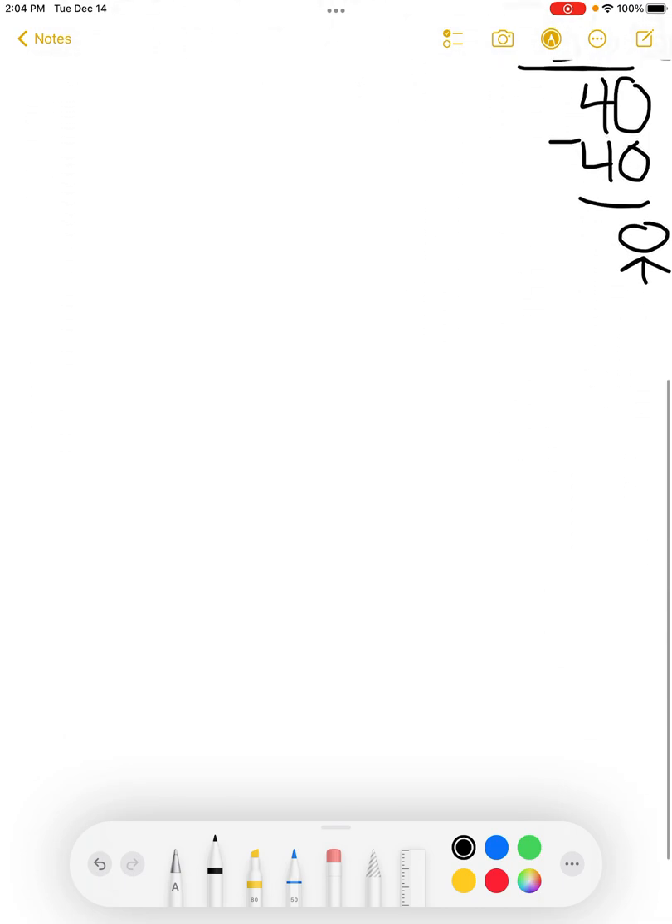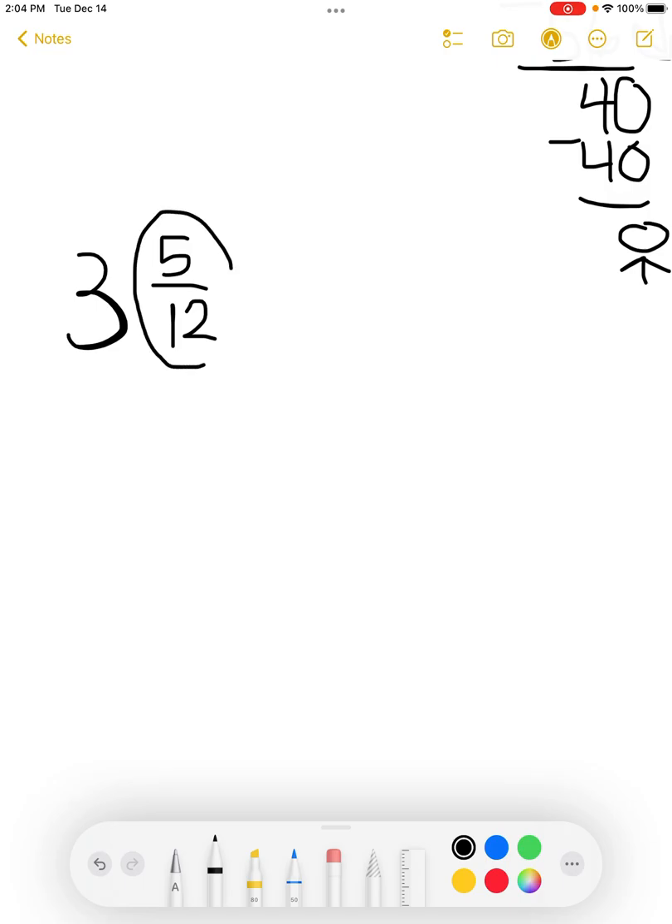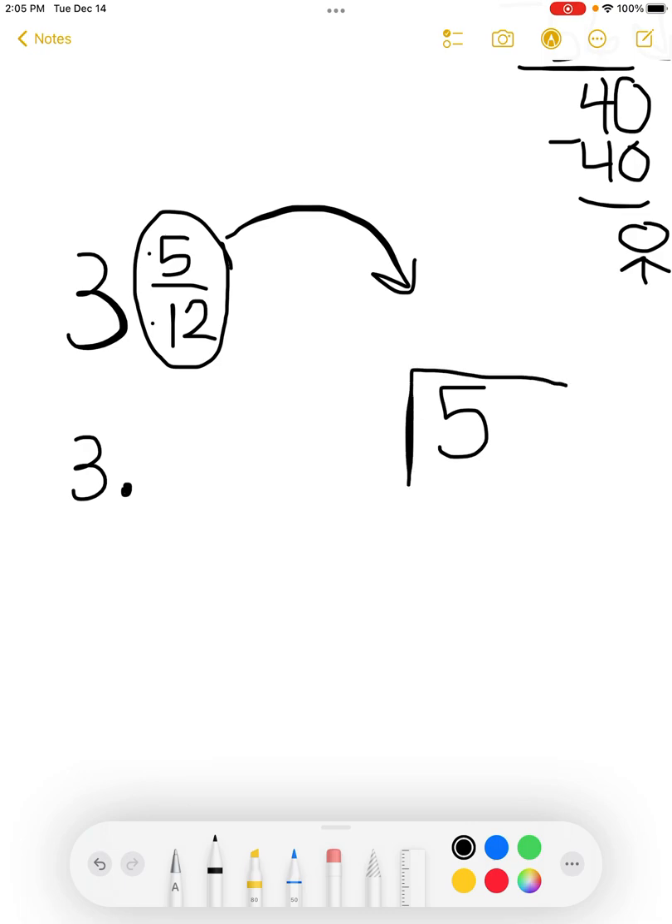Let's try an example where we have a whole number out in front. 3 5/12. Our goal is to get the fractional part as a decimal, and we also want to include the whole number. But we know that if we were to write this as a decimal, the whole number out in front would not change, so that would stay a 3. Now we're going to use the same process to convert 5/12 into a decimal. This literally means 5 divided by 12. So we're going to set up that problem off to the side.